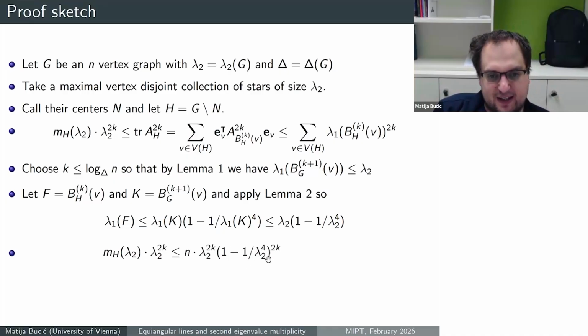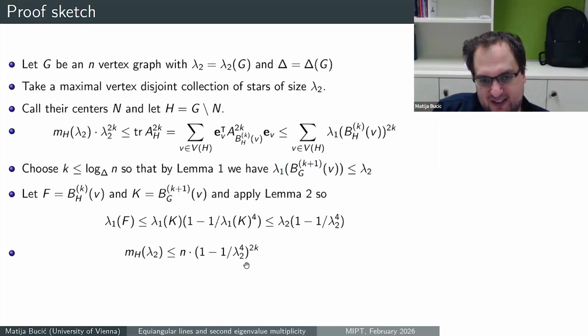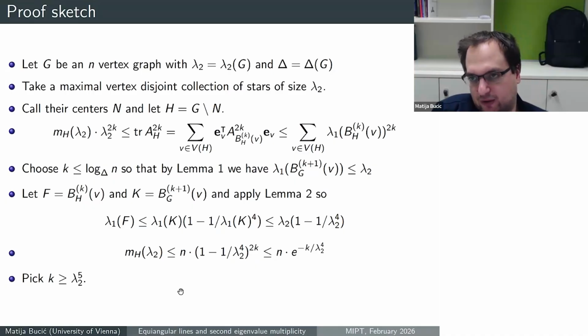So again, let me cancel out. What I'm doing is canceling the lambda 2 to the 2k terms, which are on both sides. And what we're getting is n times this term, and I want this term to be small. Now this term is just some e to the minus k over lambda 2 to the 4k. So if I pick k to be at least lambda 2 to the 5, I'm doing amazingly well. Why? Because now this is an exponential thing in lambda 2 at least, so it's n over e to the lambda 2, and we're aiming for n over lambda 2, if you remember.